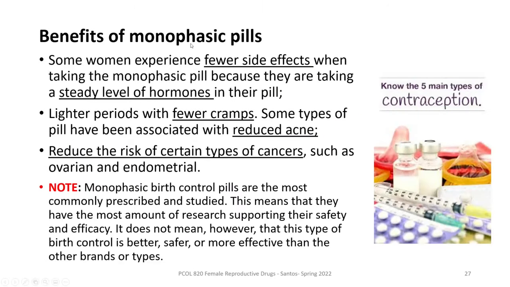So we mentioned before, and I'm going to emphasize here, the benefits of monophasic pills. Some women experience fewer side effects because they promote a steady level of hormones during the whole cycle. There is also a lighter period with fewer cramps, and they have been shown to reduce the risk of acne as well as of development of certain types of cancer.